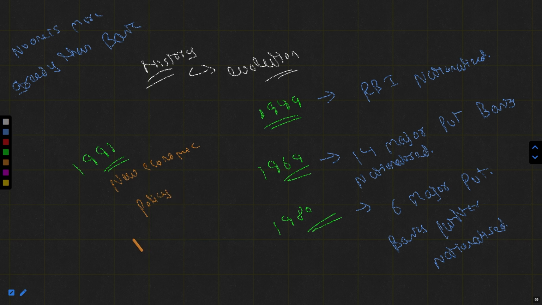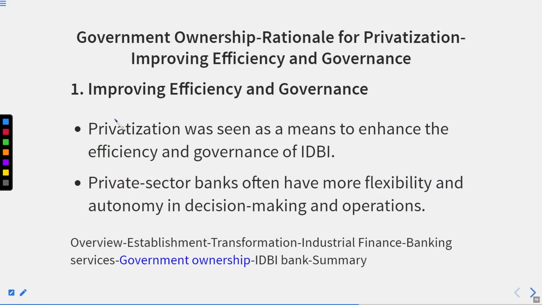which is also known as LPG. About it, I had already told you in the previous lectures, and we will have a detailed discussion on LPG in the upcoming lecture. Okay, so in the LPG, liberalization, privatization, and globalization, finally the government allowed private players to enter the market. So that's why privatization started.